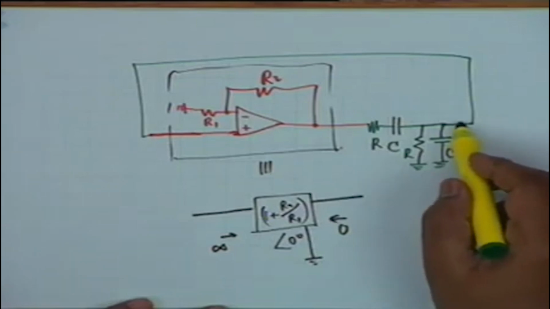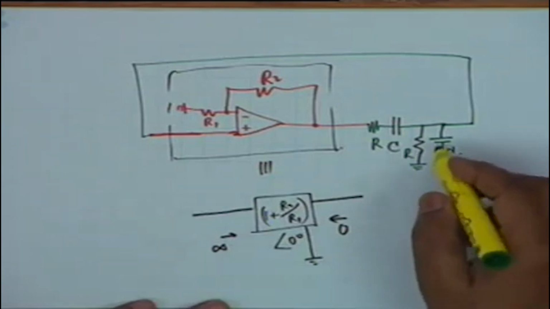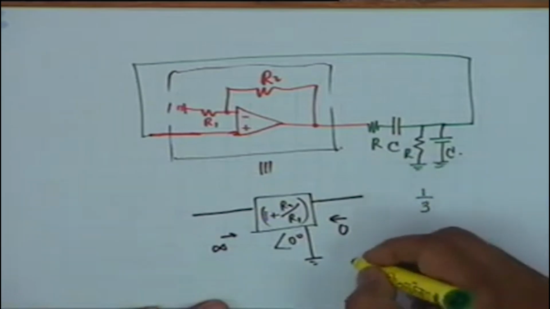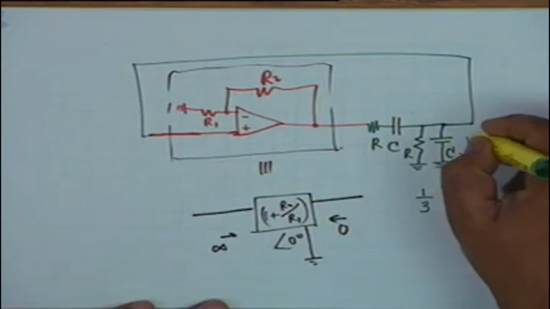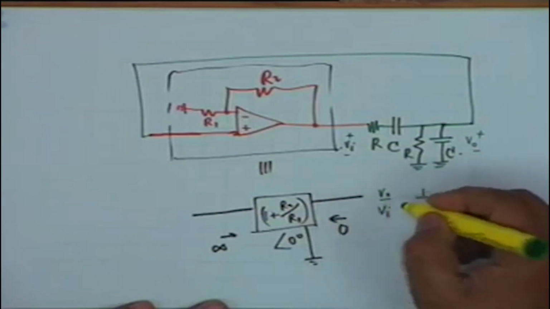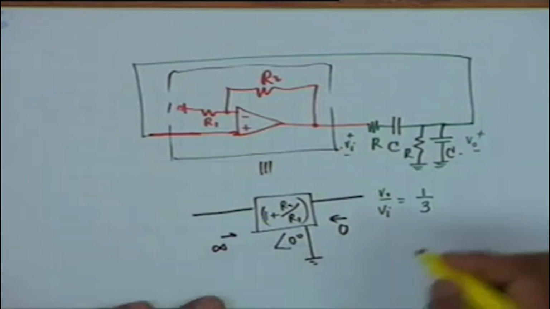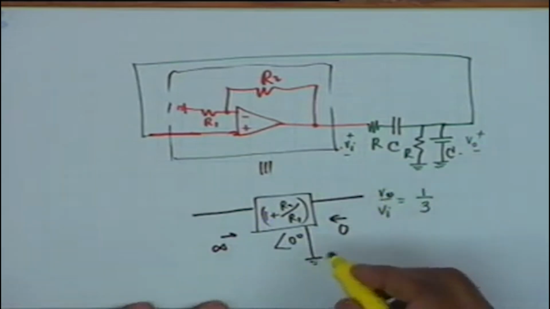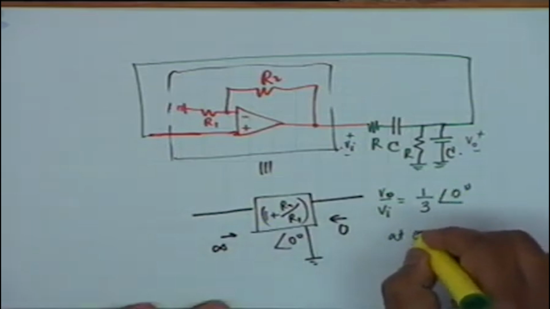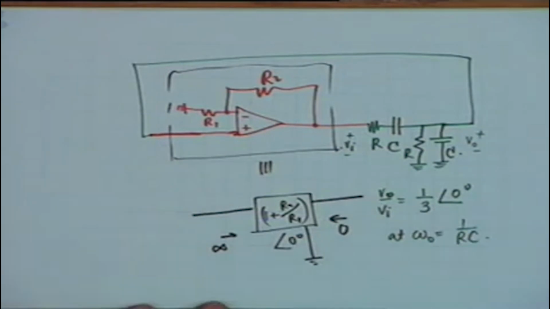Now by analysis of this network, it can be shown that the gain of this network is exactly 1/3 the gain of this network. If you call this V0 and if you call this Vi, then V0 by Vi is very easy to show. It's a simple potential division. It can be shown that V0 by Vi is 1/3 at 0 degree phase shift, at omega 0 equal to 1 over RC.